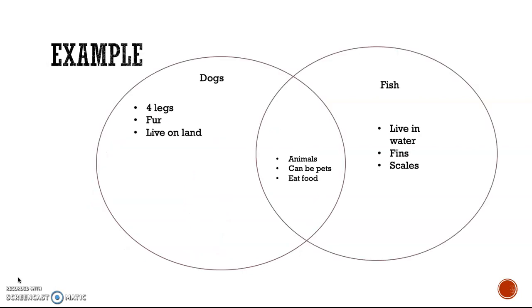So here's an example. We have dogs on one side, fish on the other side. Dogs have 4 legs, fur, and live on land. Fish live in the water, have fins and scales. However, both are animals, both can be pets, and both eat food. So let's take a minute to think of some other examples or some other qualities that dogs and fish have, or some other similarities that they may have.